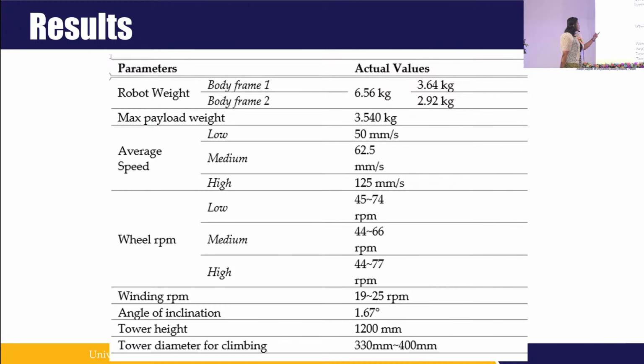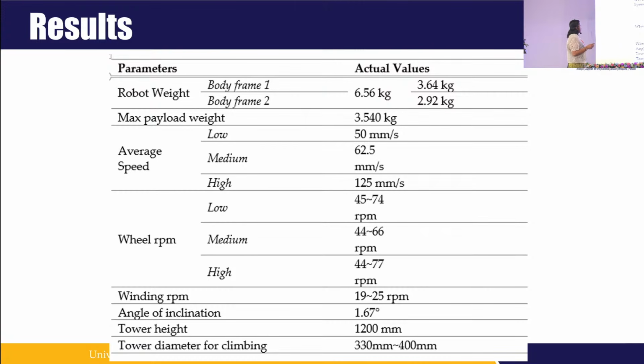Then 2.92 kg is on body frame 2. The maximum payload capacity is 3.5, in which you have this body weight, and then you can add 1.5 and 1.5, a total of almost 3.5 kg in each body frame. And then the speeds, we have 50 millimeters per second, 62.5 millimeters per second, and 125 millimeters per second.